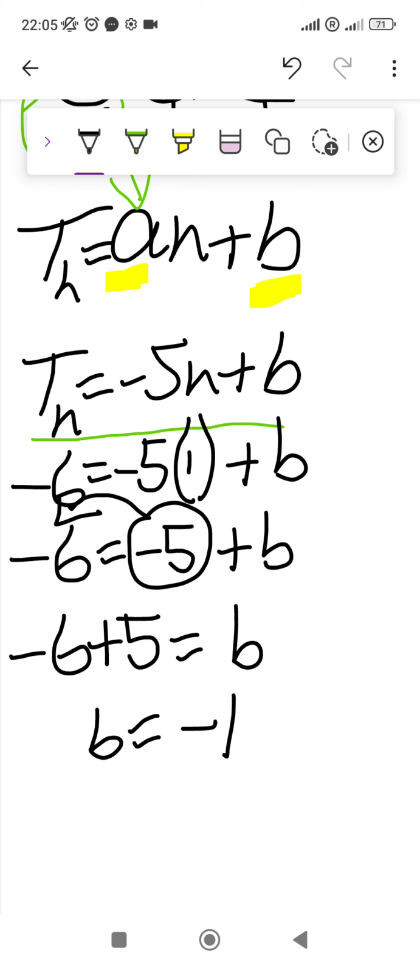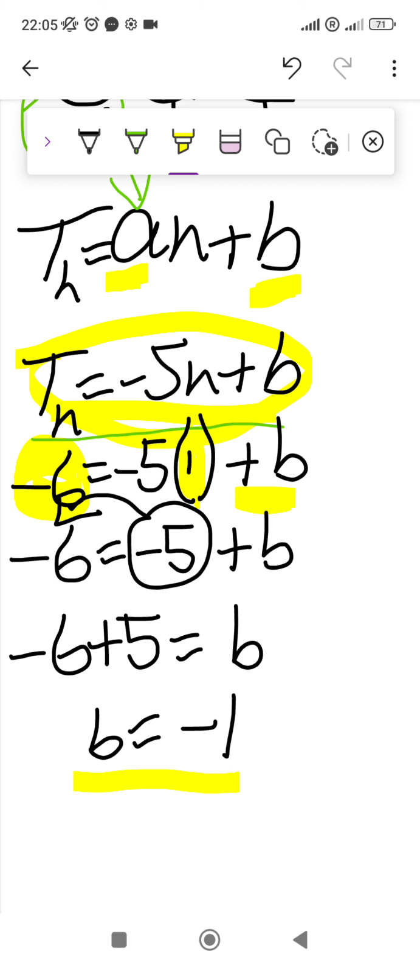Okay, let's quickly chat about what we did. We took this equation and substituted one of our pairings. We took the first pairing because that's the easiest. What does that mean? We took the n value, which was 1, and the tn value, which was minus 6, and put them into our equation. Then we just had b missing, so we had to solve for b, and that's where we got b equal to minus 1.